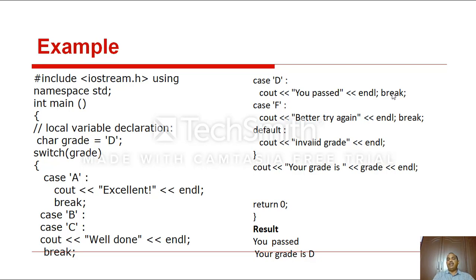So then the next one: when a break statement is reached, the switch terminates. The control terminates from the switch block. Clear? And the flow of control jumps to the next line following the switch statement. Here simply the control exits from this block. Then what are the following statements? This is also after the switch statement, the following statement: cout, your grade is grade D.